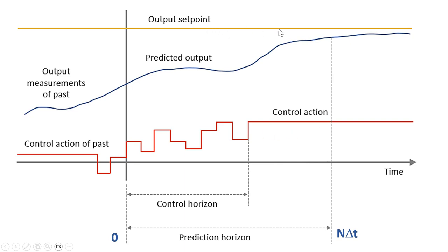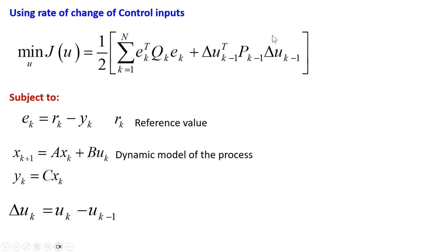Sometimes we also formulate the optimal control problem by using not the control input variables but by using the rate of change or deviation of the control inputs. We can then formulate our objective as follows. Here, instead of using U, we use the rate of change of control inputs. We denote it by delta U. The rate of change of control input is the difference between the current input and the previous time step input. This is also a way of formulating a dynamic optimal control problem.